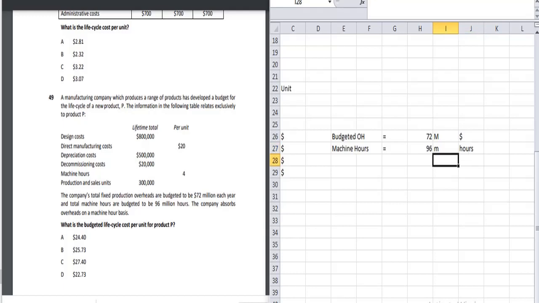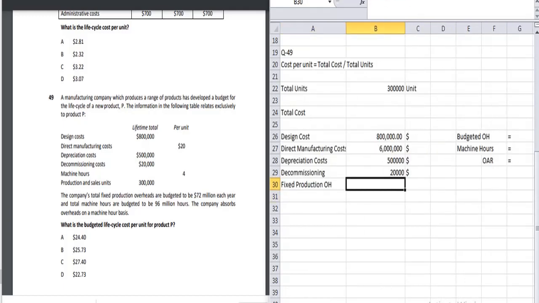Okay, so now OAR, how do we get that? Divide this by this, we will get $0.75 per hour. Okay, so now this is for hour. Now we have to get it in the unit. So we do have given the machine hour 4 per unit, right? So we will multiply this into 4 in order to get the dollar per unit. Okay, so now it's easy, it's 3.